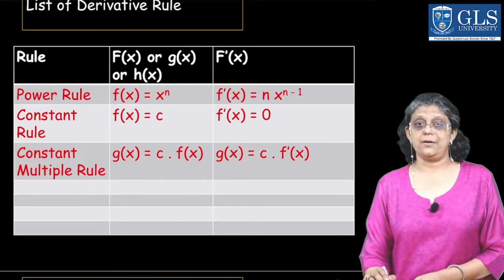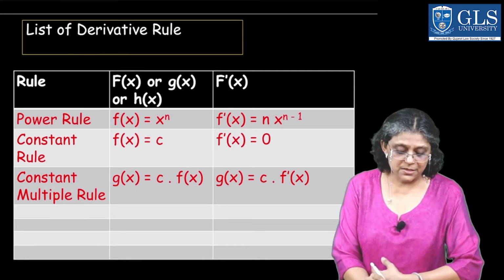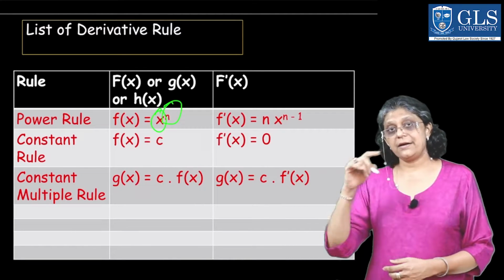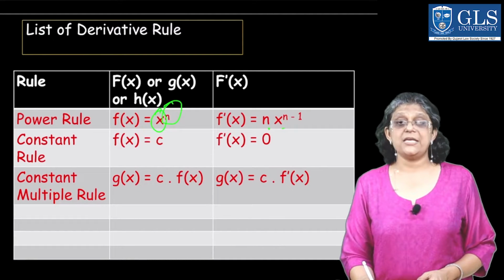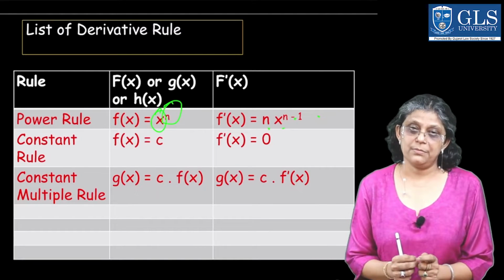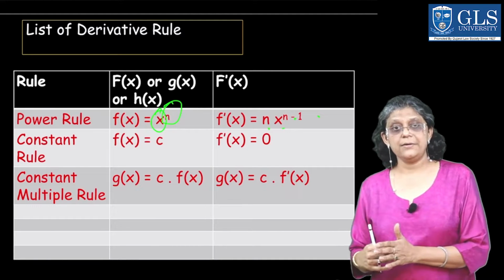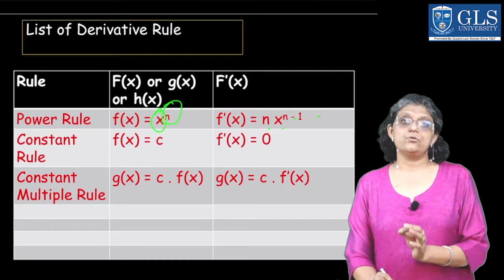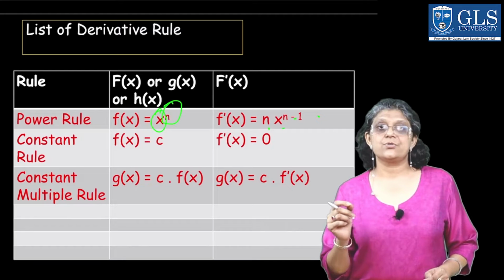The first rule is the power rule, that is, f(x) is equal to x raised to n. X raised to n means the power is n and the base is my x. So when I differentiate this, I will get the formula n into x raised to n minus 1. I think we have done this by the definition method, and from that we have generalized this formula. So you have to remember now that if f(x) is equal to x raised to n, the derivative is n into x raised to n minus 1.